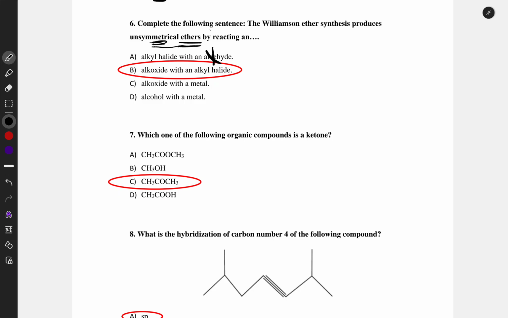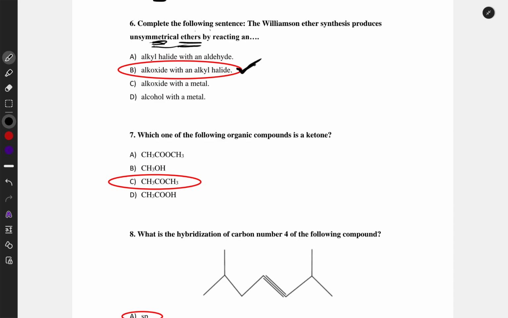Unsymmetrical ones, yes, you're going to have to use an alkoxide and an alkyl halide, which, remember, is the halogenoalkane. You can't have alkoxide and metal. No, you can't have alcohol and metal. They give you alkoxide, but you then need to mix it with the alkyl halide to get the ether. So this is the only feasible answer, okay? If they had said alkyl halide and alcohol, it still works, but you know that with the alcohol, you need to add a metal first, and then it becomes an alkoxide, then it meets with this, okay?